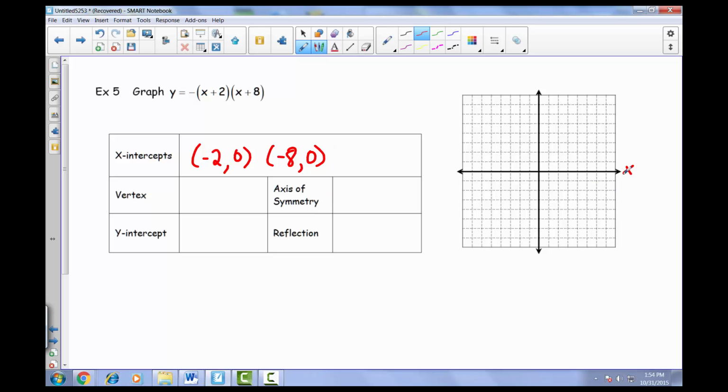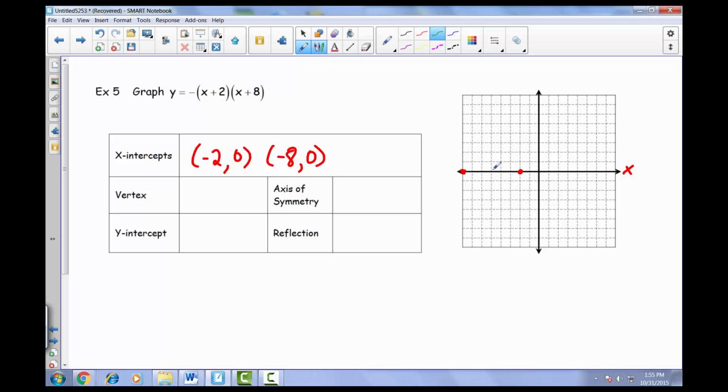So again, graphing these points, we have -2, 0. There he is. -8, 0. There he is. Again, the y values are always 0 because we are crossing our x-axis, so they're not moving up or down any. Now moving over to the vertex, we're just looking for the halfway point between these two.